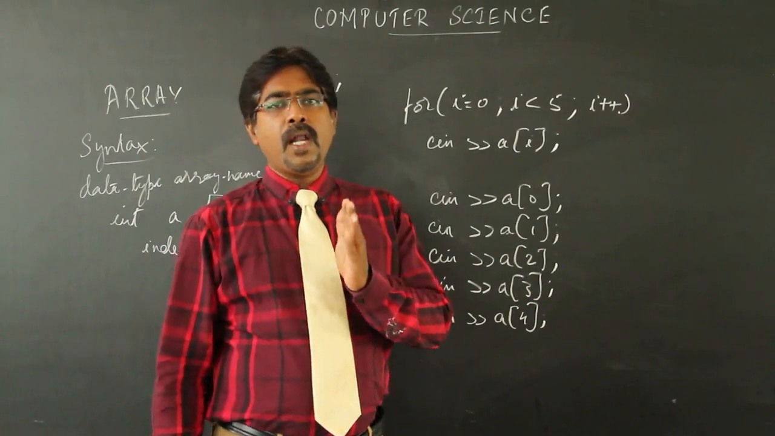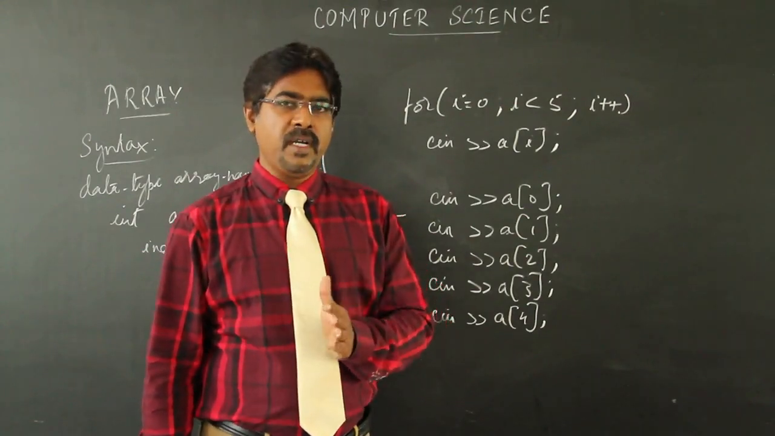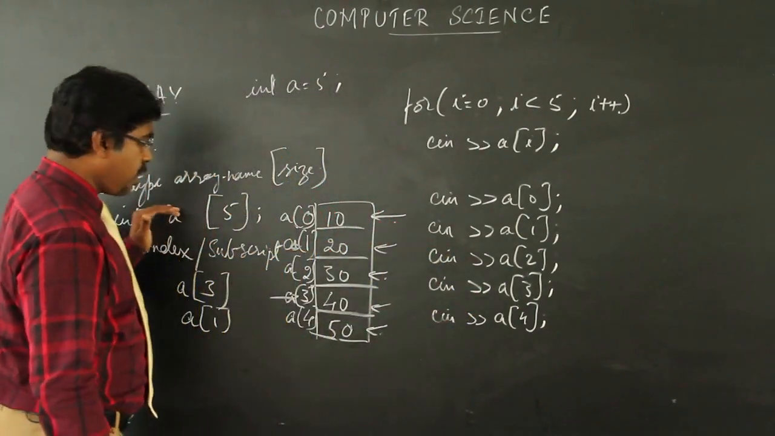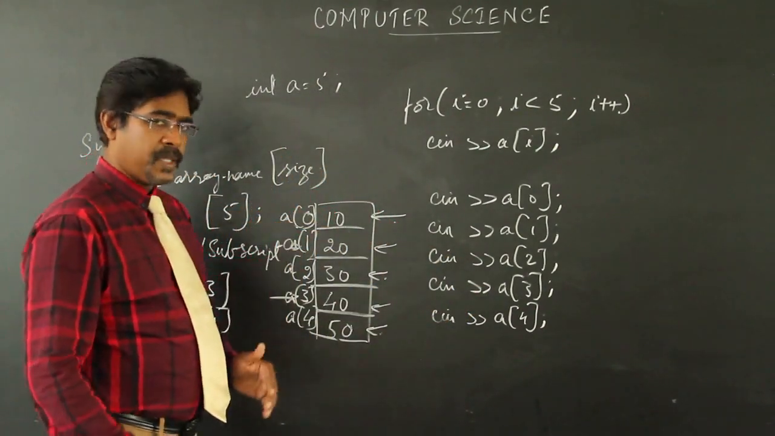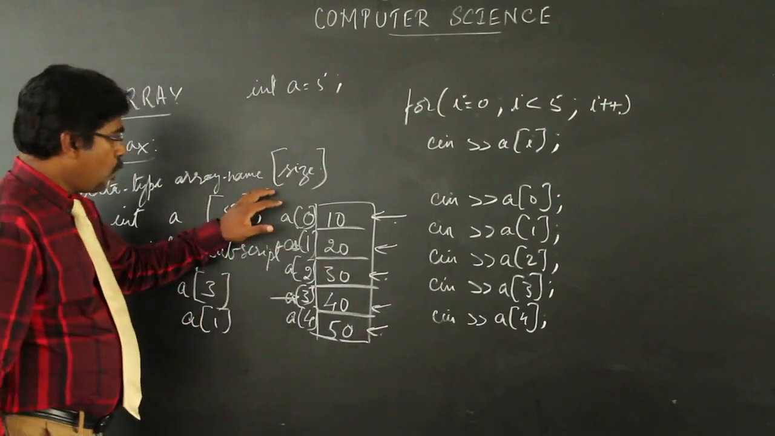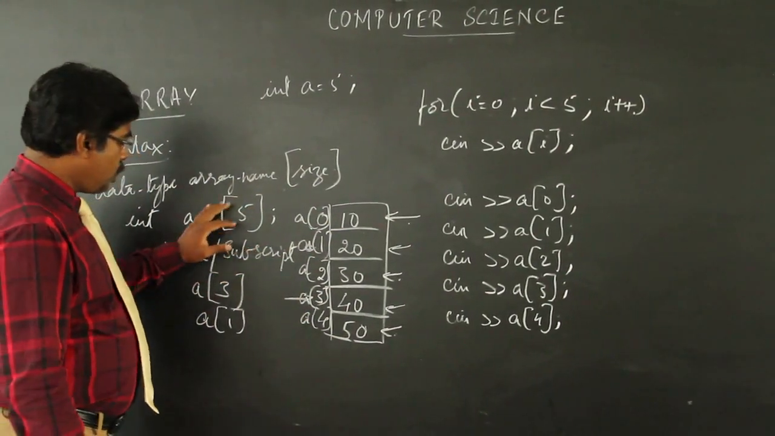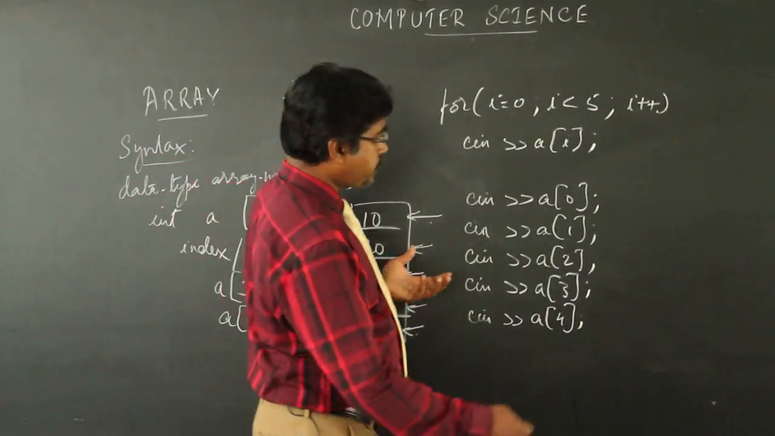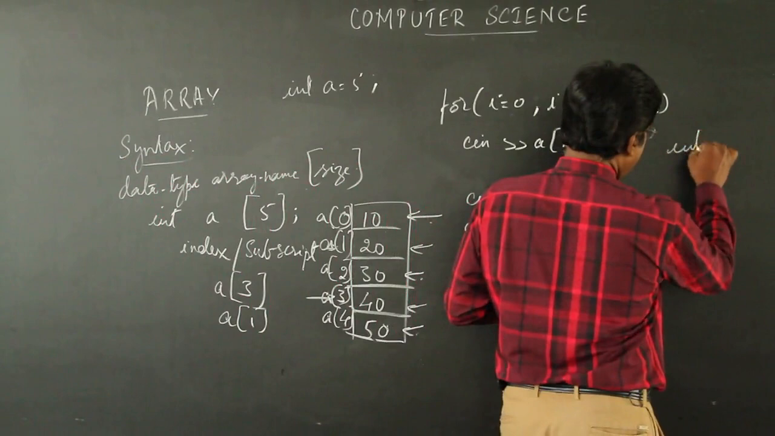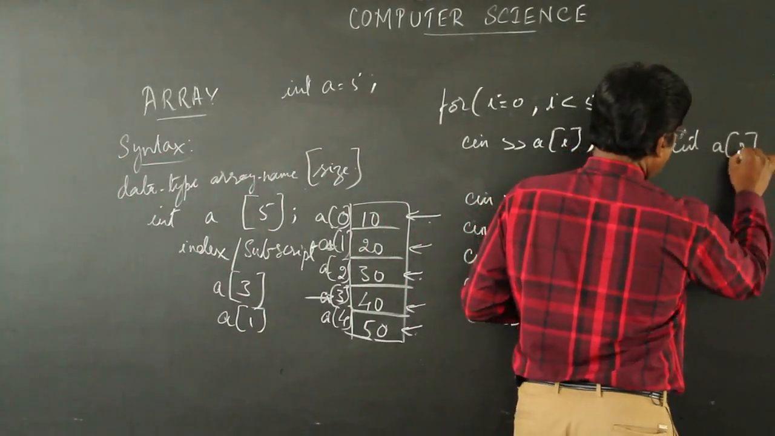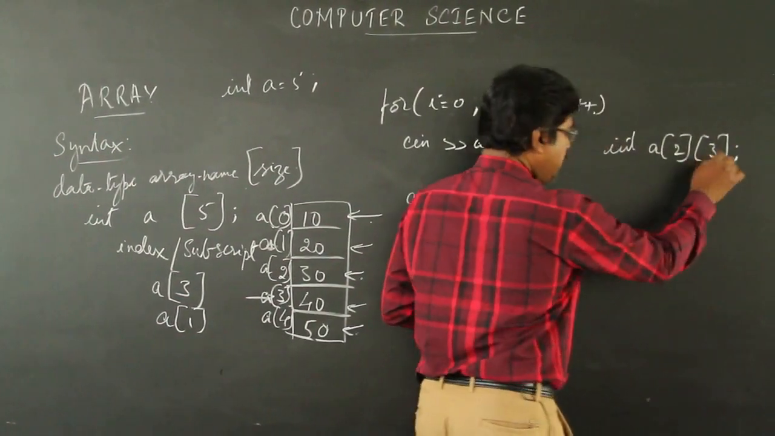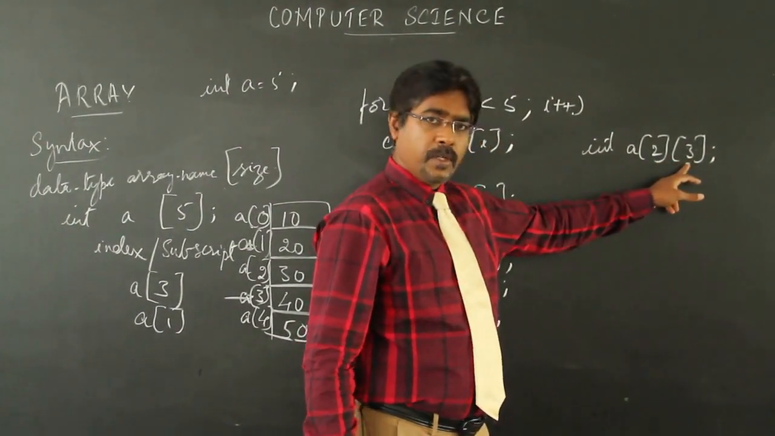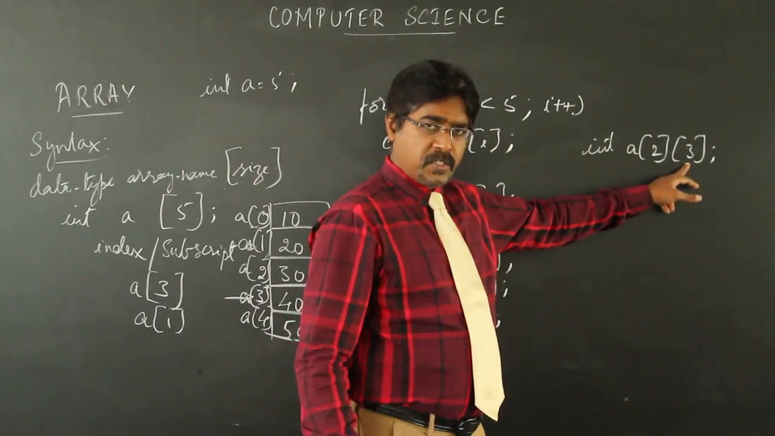One is the one dimensional array, the second is the two dimensional array, and the third is the multi-dimensional array. According to the example, I have taken only a one dimensional array. A one dimensional array will have only one subscript, that is only one pair of square brackets, whereas in a two dimensional array, I'm going to write here int a of 2 of 3. So two dimensions are here. 2 will be for the row and 3 will be for the column, as we discussed in the first year.